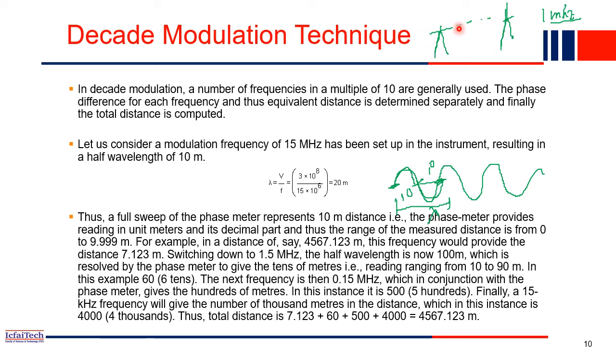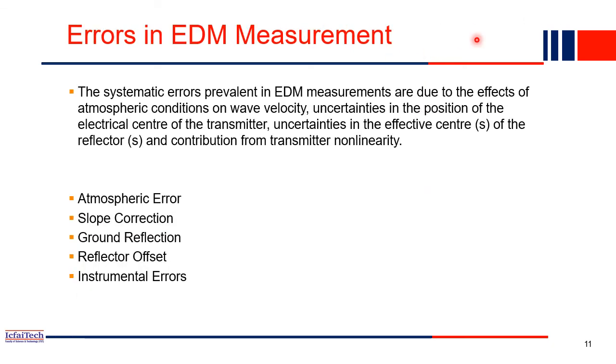So now you can see we are sending various frequency levels of wave, not a single wave. Multiple frequency waves we are sending, multiple measurements we are taking, and ultimately we are measuring the distance from A to B. Now in this EDM measurement also you will have errors.